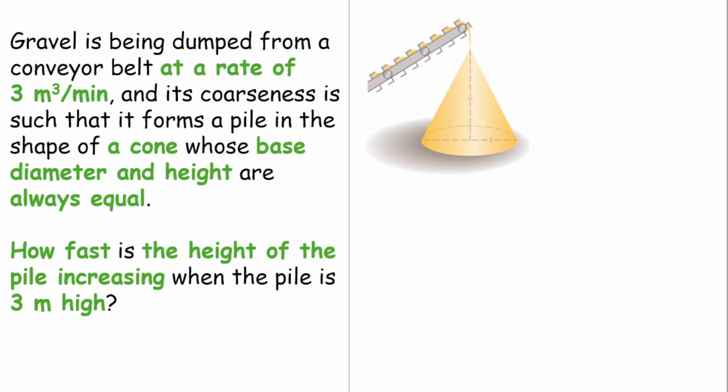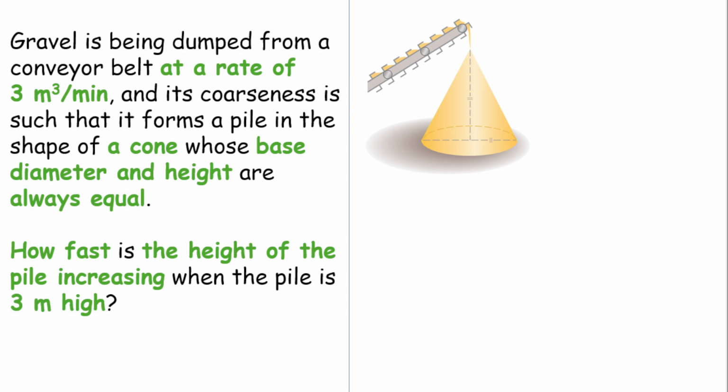Gravel is being dumped from a conveyor belt at a rate of 3 meter cube per minute, and its coarseness is such that it forms a pile in the shape of a cone, whose base diameter and height are always equal. How fast is the height of the pile increasing when the pile is 3 meter high?